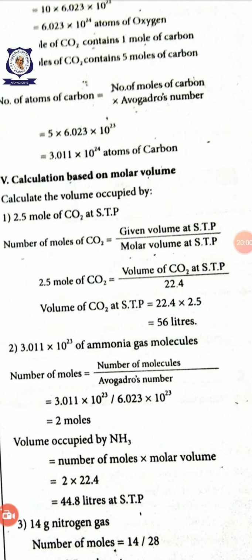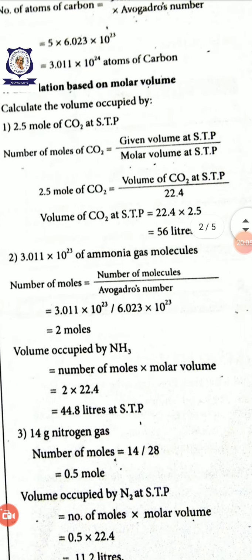Next sum, 3.011 into 10 power 23 ammonia gas molecules. Number of moles is equal to number of molecules by Avogadro number. So number of molecules, how much? 3.011 into 10 power 23 divided by Avogadro number 6.023 into 10 power 23. So we get 2 moles. Now, volume occupied by ammonia. How much? 2 moles. For 1 mole 22.4 liters. For 2 moles, 2 into 22.4 liters. So 44.8 liters at STP.